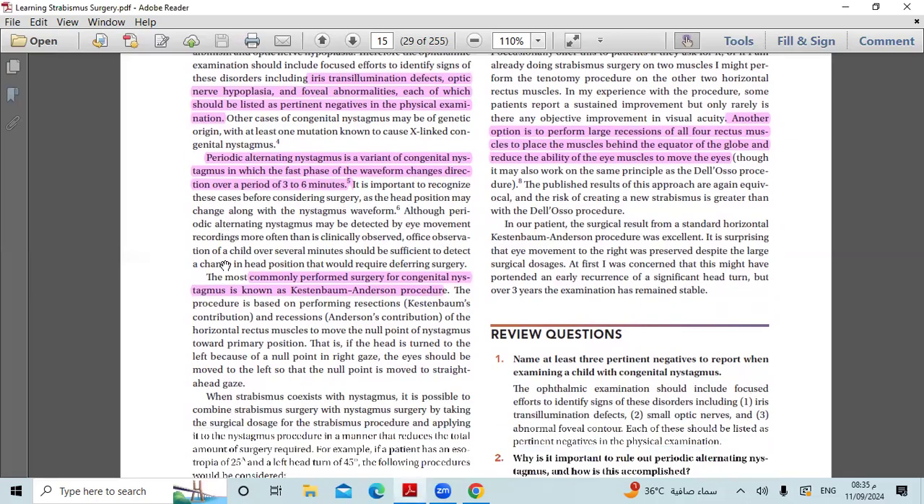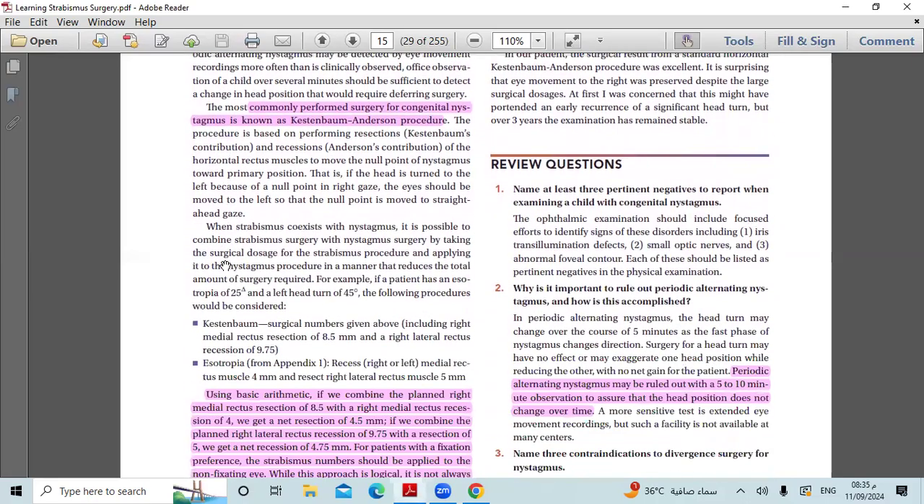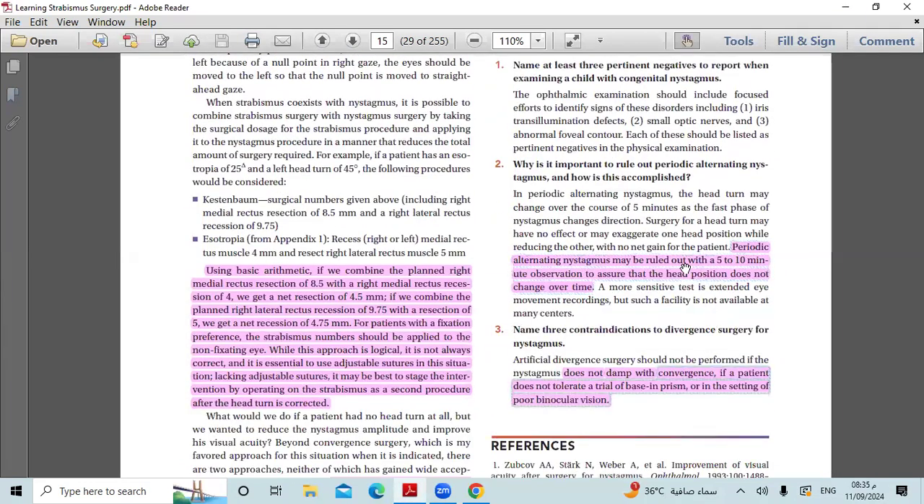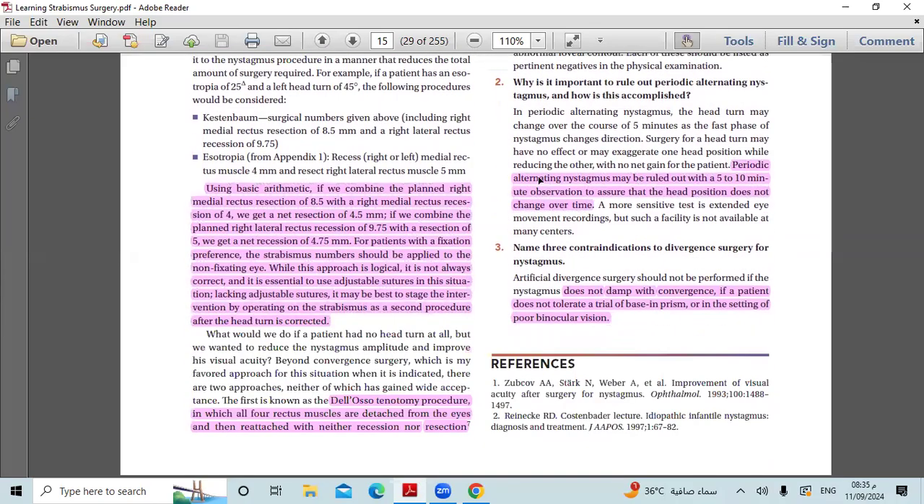The other thing I would share is about detaching the insertion of the muscles and reattaching these muscles to the original insertion. The philosophy of this procedure is to reduce the proprioception of the muscle, and the author here thinks it works with the nystagmus, and it should decrease the amplitude and frequency of the nystagmus. I agree with the author.